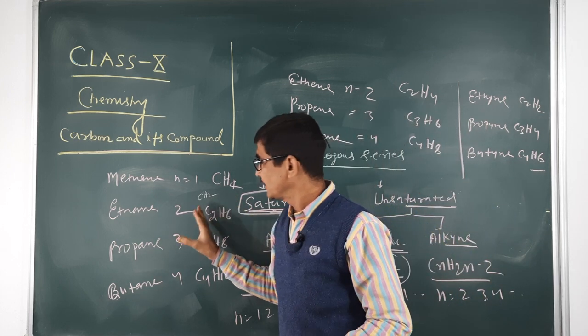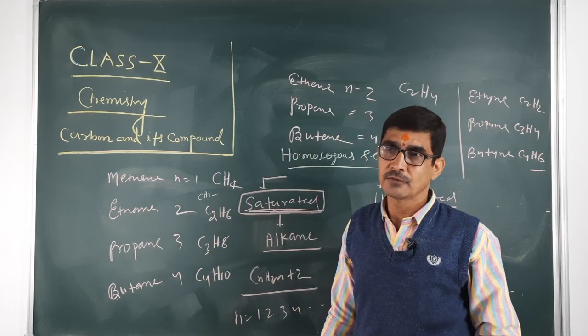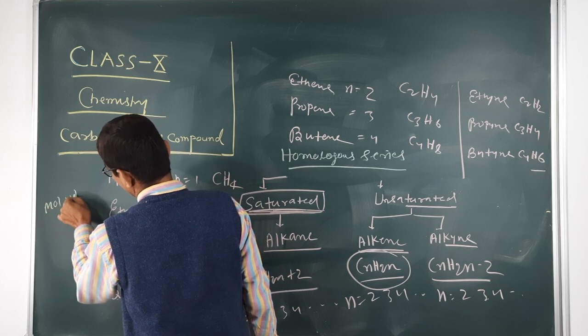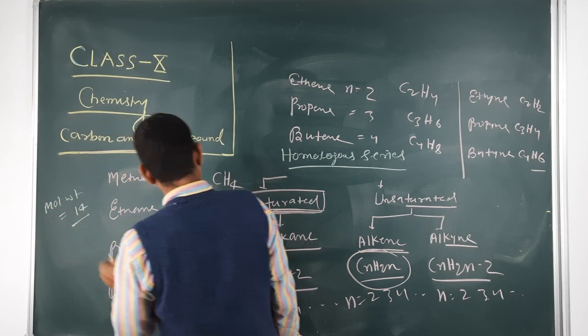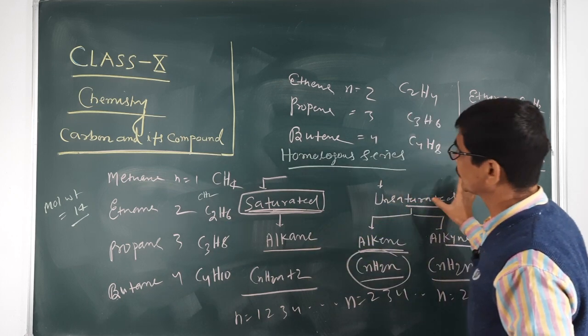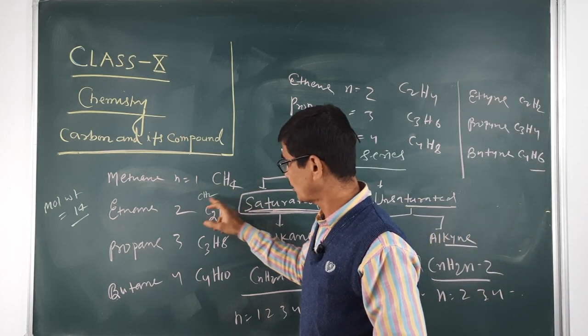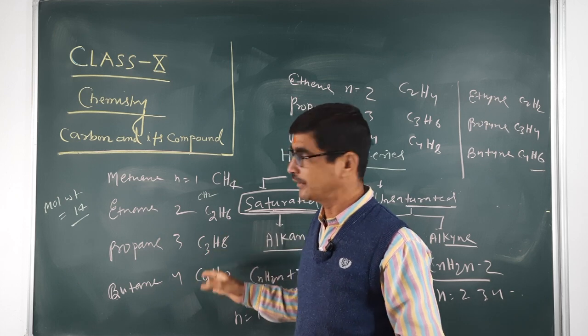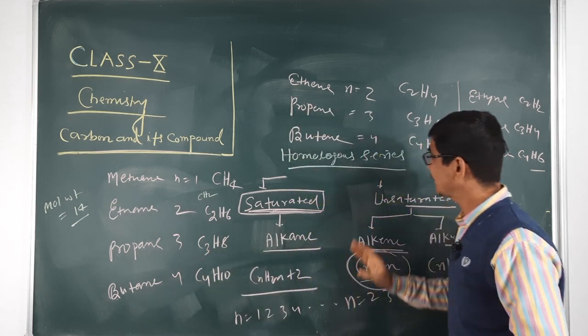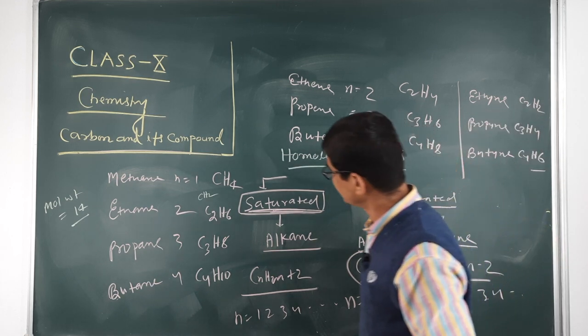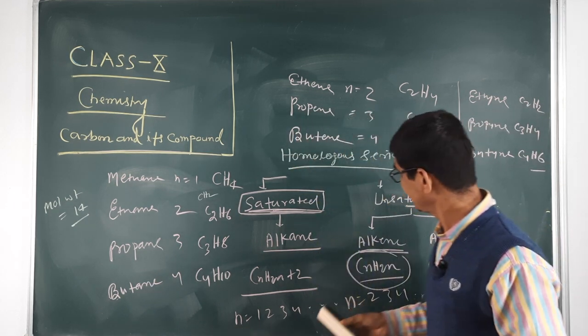Okay, and the molecular weight differs by 14. In this way, a series is formed. This is called homologous series. So methane has molecular weight 16, while ethane has 30, and the difference is 14. The same thing applies in the case of alkene and alkyne also. So this is the homologous series.